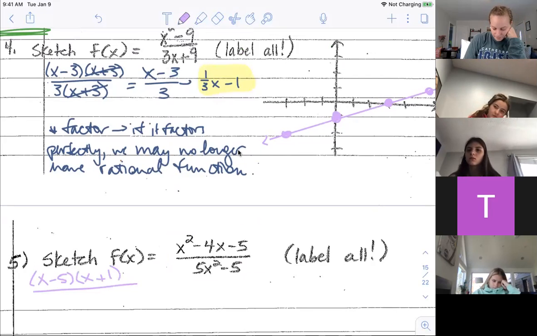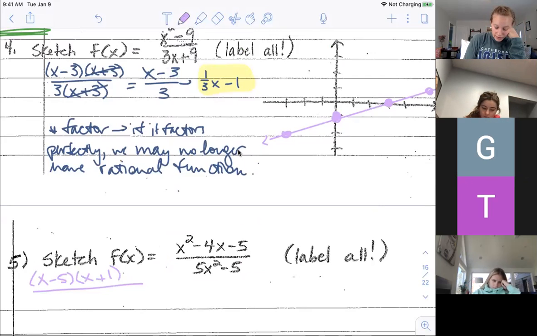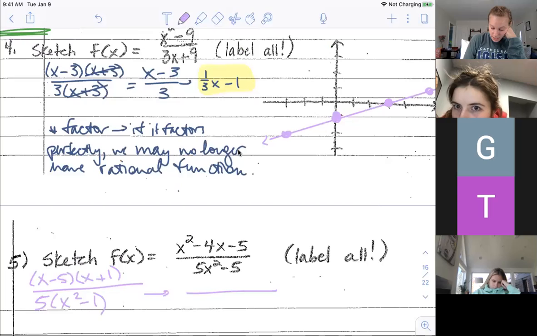There we go. And then the bottom, I'm just going to do a GCF. I can take a 5 out of everything to get 5 times x squared minus 1. Ooh, but I can keep going. That's a perfect square, a difference of squares. So I still have x minus 5 and x plus 1 on top, and I have 5 and x minus 1 and x plus 1 on the bottom.